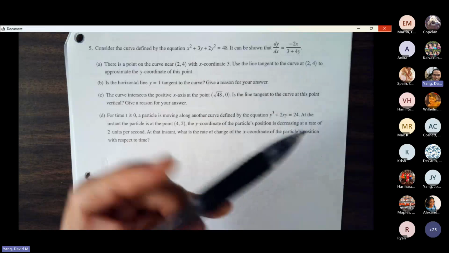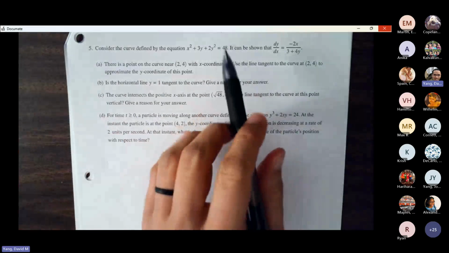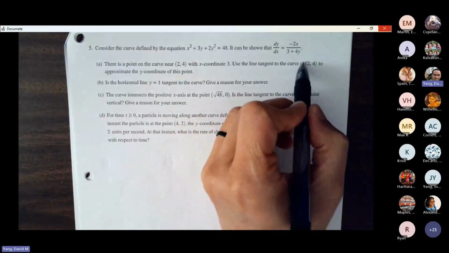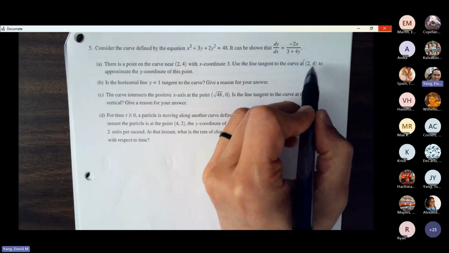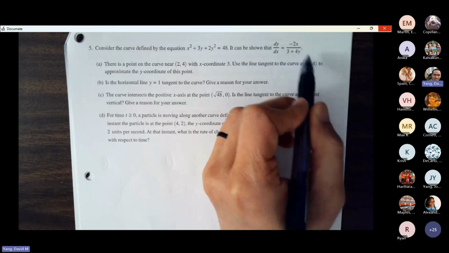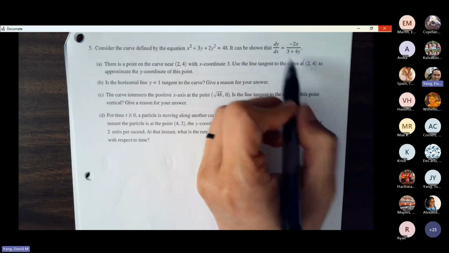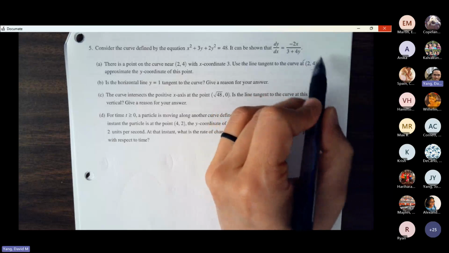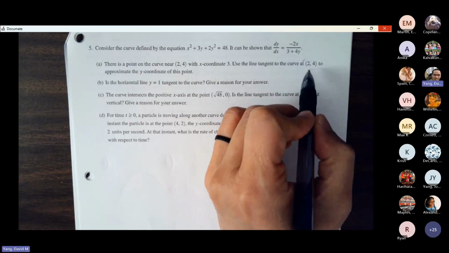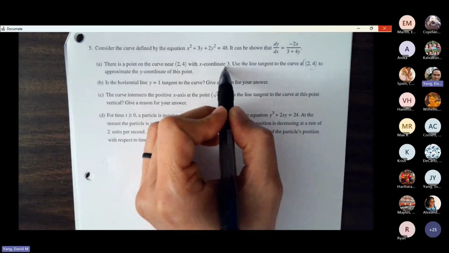So this is basically linear approximation. We're going to build our tangent line at this ordered pair. So we can take this ordered pair, plug into the derivative, find the slope, build our tangent line equation, and then we can use the tangent line equation to approximate the y value when we plug in 3.